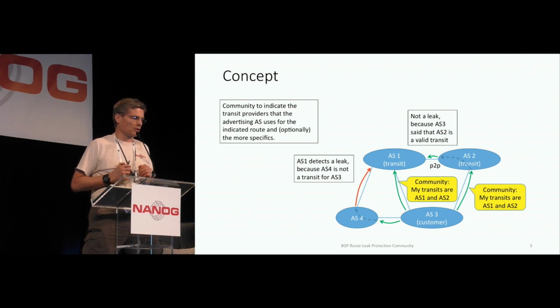Now AS3 sends the route to AS4 as he normally would, but AS4 sends it on to AS1. But AS1 already has that community from the other route that says AS4 is not a transit. So now AS1 can see, well, I received it from AS4, but AS4 was not a transit, so that must be a leak. So that's the idea.